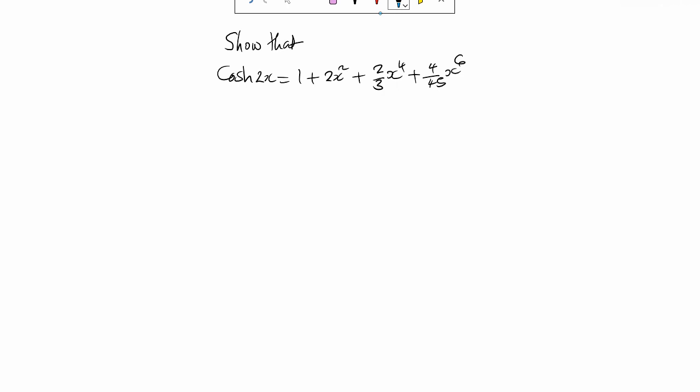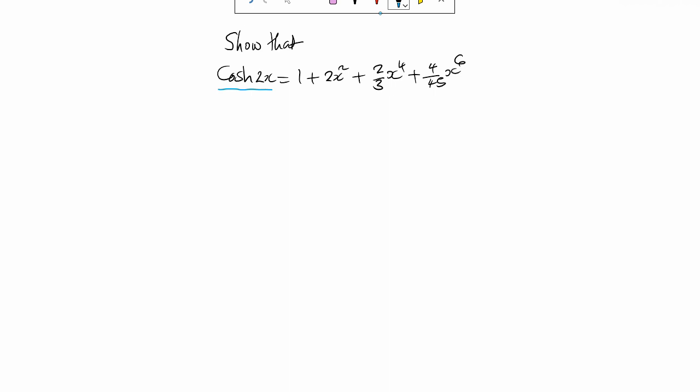Let's look at this question here. We are going to show that cos 2x equals 1 plus 2x squared plus 2/3 x raised to 4 plus 4 over 45 x raised to 6.